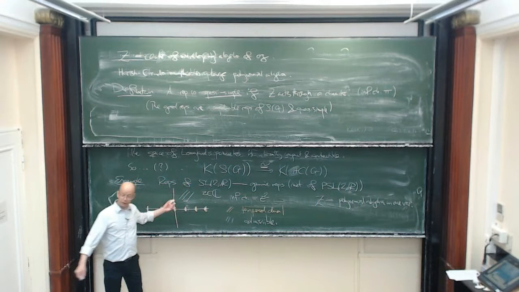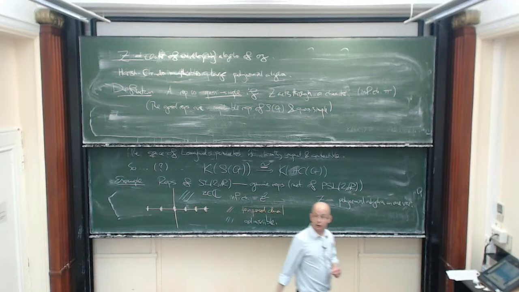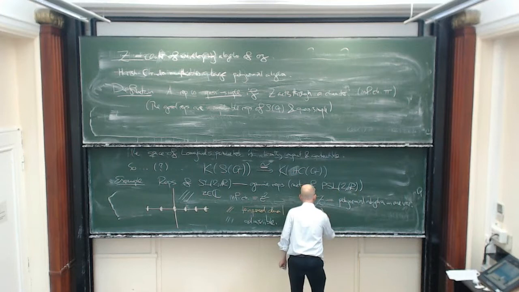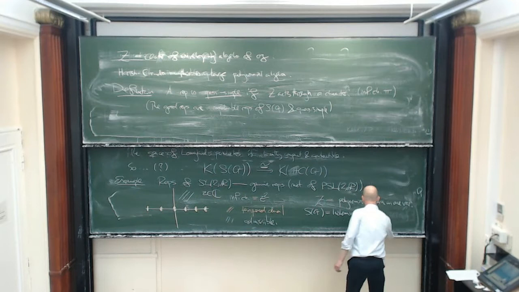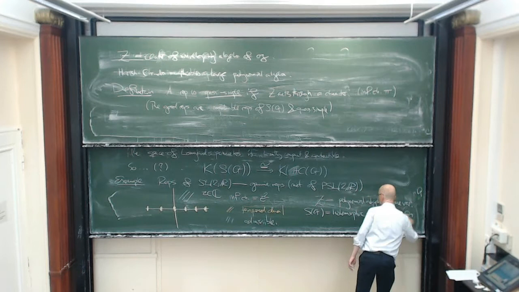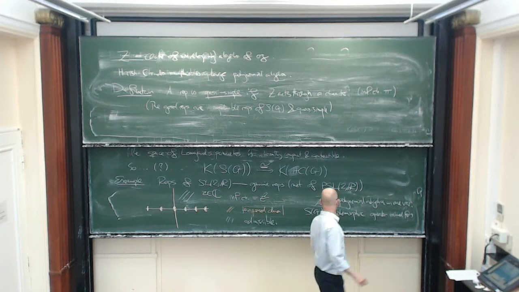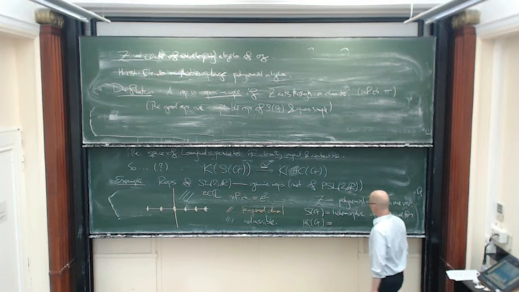And I can tell you a little bit more about what these algebras S and HC are now. Namely, S of G is the holomorphic functions, roughly speaking, the holomorphic operator-valued functions on this plane with values in the representations attached to the various points in the plane. Whereas the Harish-Chandra algebra is functions on the entire plane.